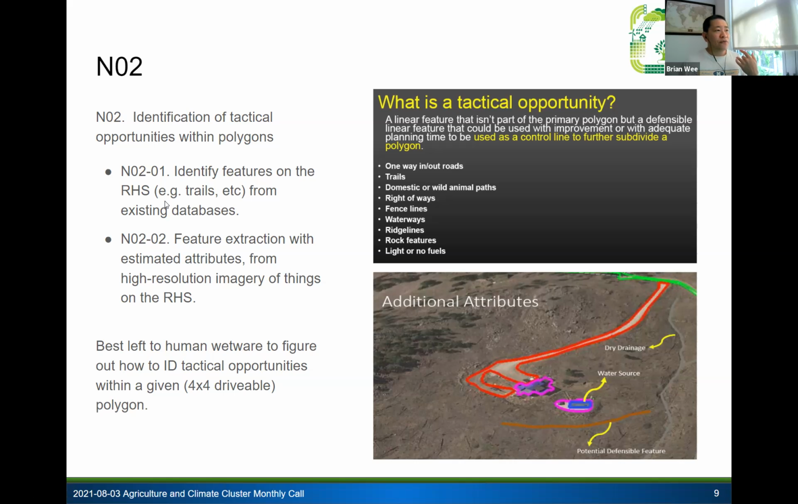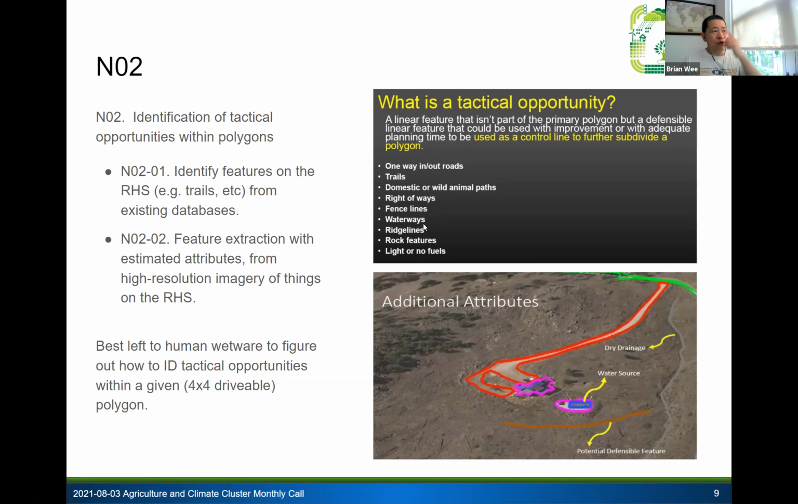And so the first sub need from identification of technical opportunities is to identify features. And there's a whole bunch of things here which Dave lists in his slides. Identify features, trails, domestic or wild animal paths, right of ways, fence lines, and so on, from existing databases.